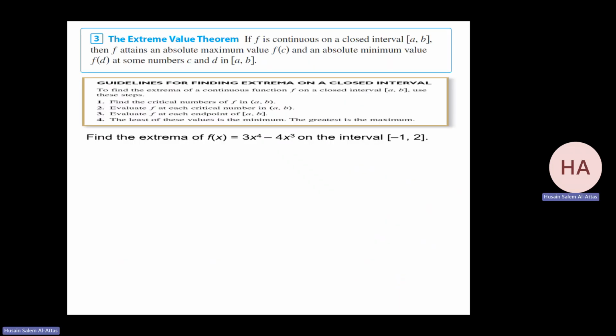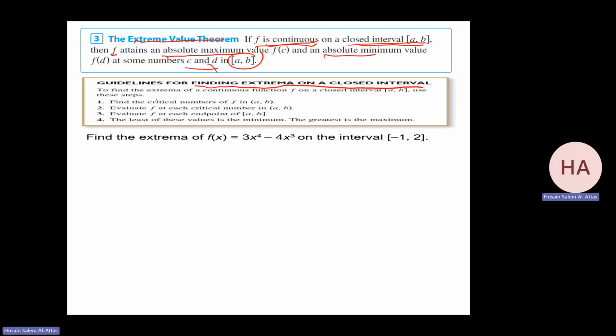Okay. Now let me move to the next topic in this section, which is how to find the absolute maximum and absolute minimum for a continuous function on a closed interval. We have this theorem, the extreme value theorem. If f is continuous on a closed interval, I have two conditions: continuity and a closed interval. Then f has an absolute maximum and an absolute minimum at some c and d inside the interval.